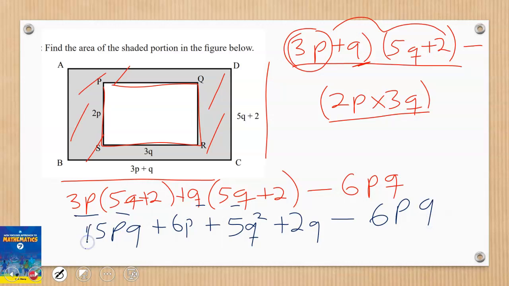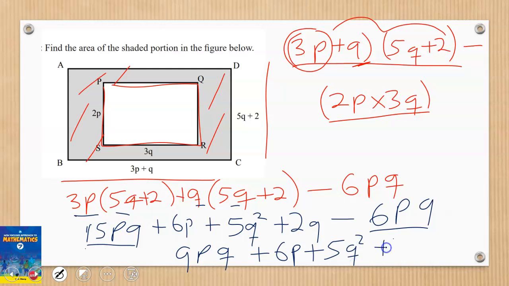Now with our knowledge of addition and subtraction of algebraic expressions, we can see whether we can add and subtract. You realize that apart from the 15pq and the 6pq, the rest are not like terms. So we can just do that subtraction and have 9pq, plus our 6p plus 5q squared plus 2q. And that answers the question, because the rest are unlike terms, so we cannot add or subtract them.